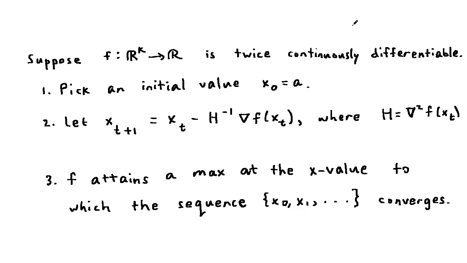To summarize the multivariate Newton-Raphson method, suppose f from R^k to R is twice continuously differentiable. First, pick an initial value x naught equal to a. Second, let x sub t plus 1 be x sub t minus H inverse times the gradient of f, evaluated at x sub t, where H is the Hessian of f evaluated at x sub t. Third, f attains a max at the x value to which the sequence converges.